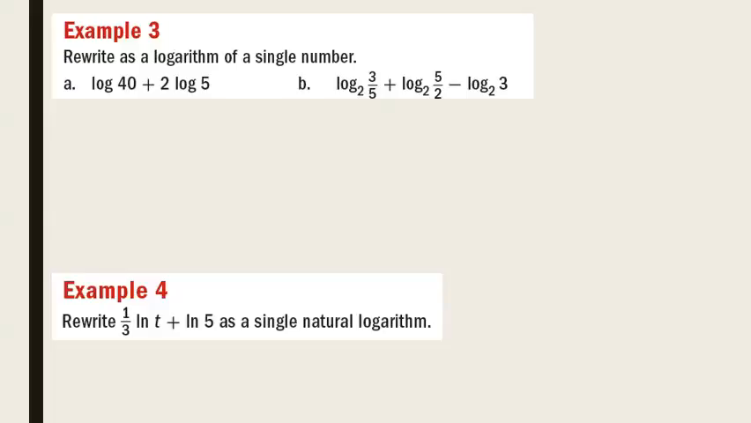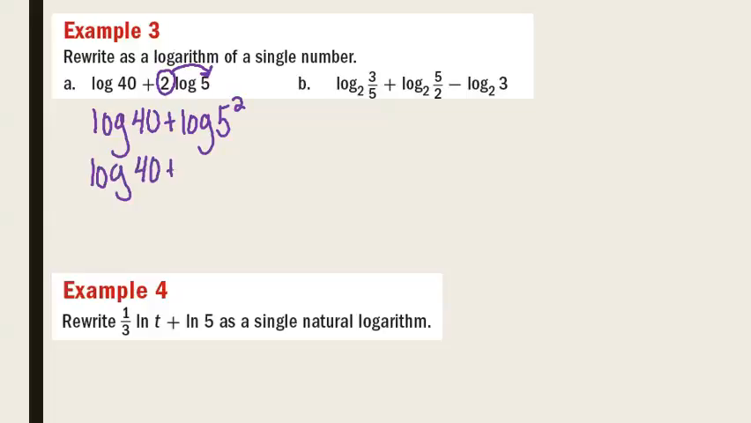So the first thing we have to look at is if we have any exponents to deal with. Because I have this 2 in front of my logarithm, I can work backwards using that power property, and I can say that's really an exponent of 2. So this turns into the log of 40 plus the log of 5 squared. But we know that 5 squared is really 25.